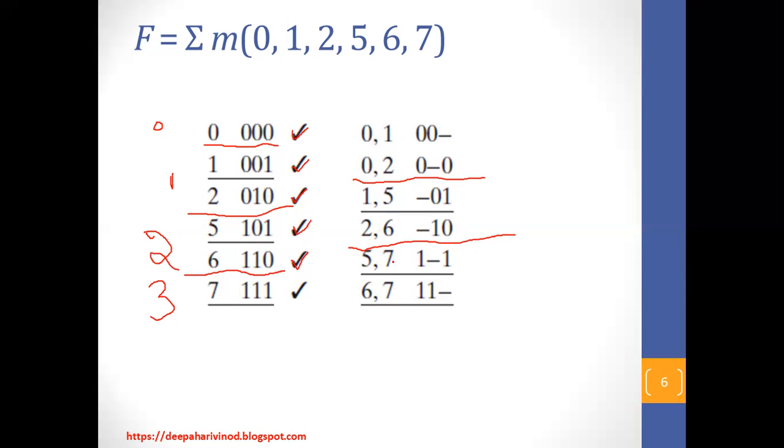Now 5 and 7. Compare 5 and 7. So the middle bit is changing. So it will be dash, and put a tick mark for 7. Now 6 and 7. The last bit is changing. There is 1, 1, dash. Now you can see all the comparison is done since you have put a tick mark also.